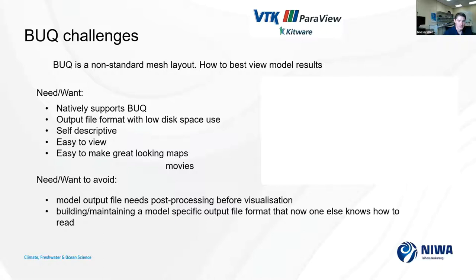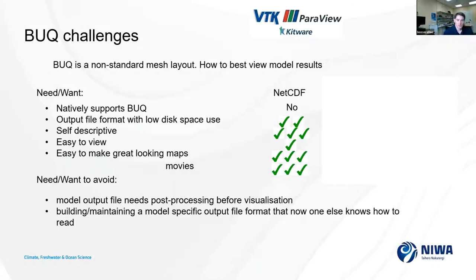NetCDF is what everyone normally works with. It doesn't natively support block uniform quad trees. There are a few tricks to make it work, but it's not super easy. Basically, for each level you create a separate variable that you consider as a uniform grid. That's fine if you have two or three levels, but if you have eight levels and you want to look at the results in, say, a GIS file, you have to load eight different variables to see the whole mesh. Not necessarily a deal breaker, but probably not the best way of looking at this.